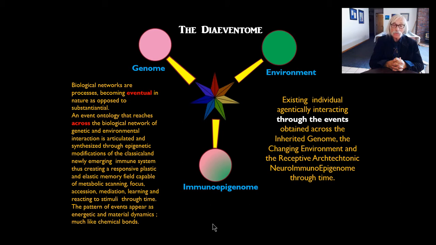The pattern of events appear as energetic and material dynamics, much like chemical bonds. So you can look at my existing grid here, my trigonal planar grid, and these yellow bars are kind of like chemical bonds. That is, I want to show an association, and I don't want it to be considered a loose association. These aren't just casually associated. They are bonded together and within the framework of phenomenology. So another way of looking at all this is existing individual agentically interacting, okay?